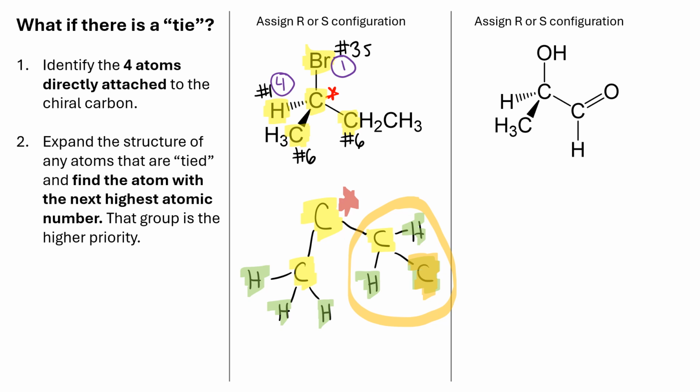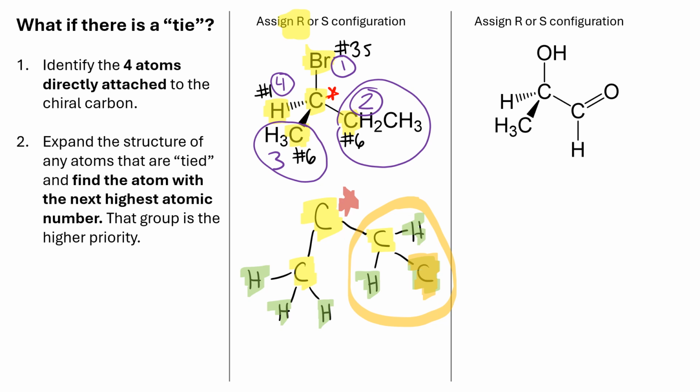So when I'm assigning my priority here, this whole group will have priority 2, and this group here will have a priority of 3. Our very last step is to go from 1 to 2 to 3, 1 to 2 to 3, 1, 2, 3. You can see I'm moving my cursor in a clockwise fashion. Clockwise is R, and that is because our lowest priority group is going back. So up here we can highlight that this is an R configuration. Let's do the next example.